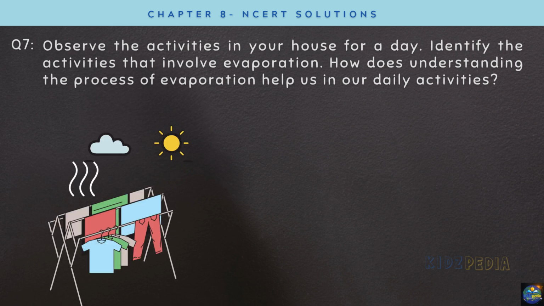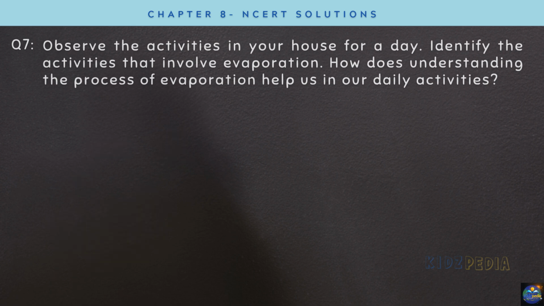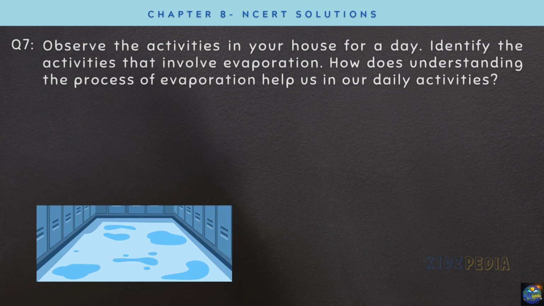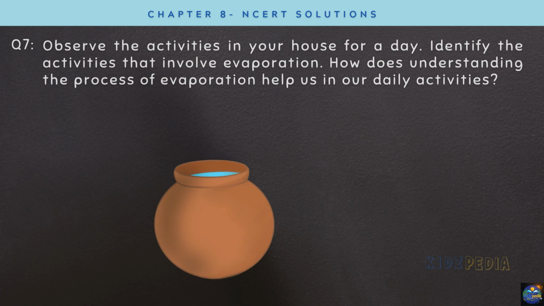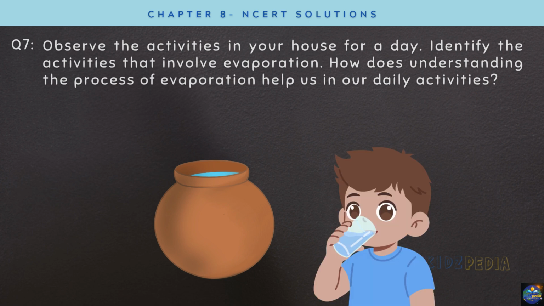Water from the clothes evaporates. Drying a wet floor: the water slowly changes into vapor and disappears. Cooling of water in an earthen pot: during evaporation, water takes heat from the pot and the water inside it. Because heat is removed, the remaining water becomes cool. That is why water stored in an earthen pot feels cooler, especially in summer.